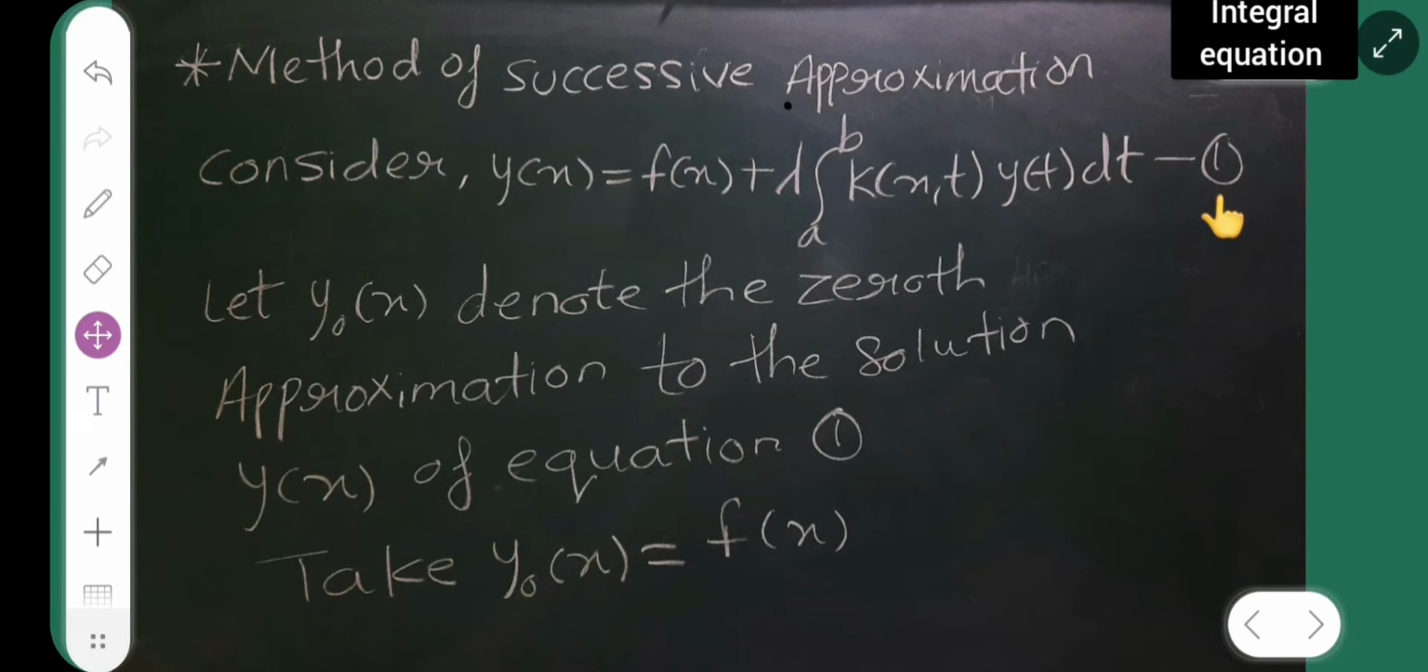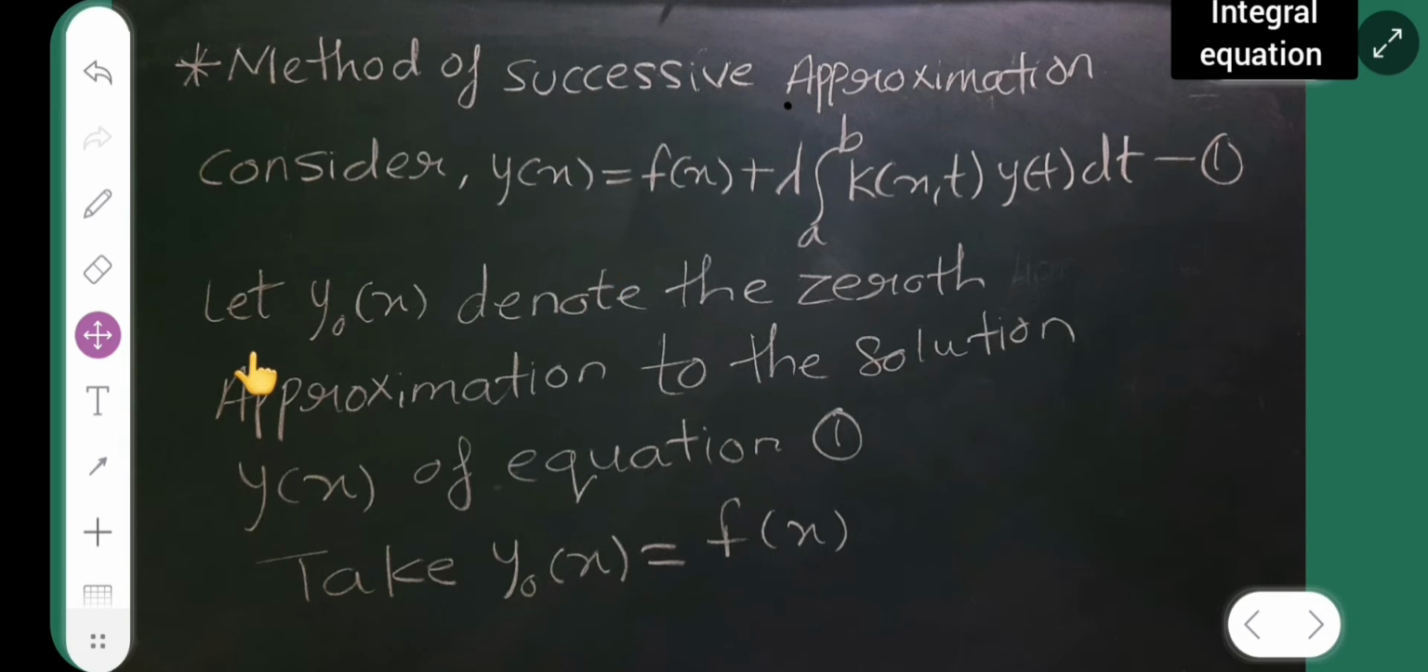Now this lambda belongs to the real or complex numbers, and k of x comma t is my kernel. All the rest are known functions. In the previous video I have already explained all about this.